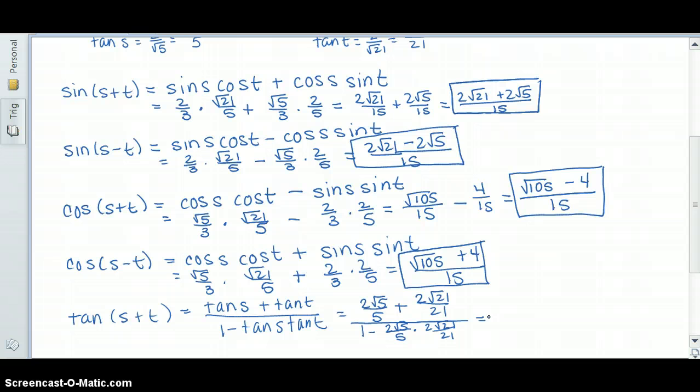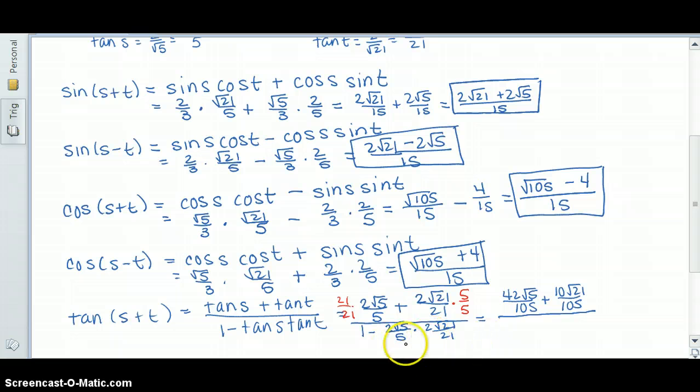So now in the numerator I would get a common denominator, which is going to be 105. So this first one I'm going to multiply by 21 over 21, and the second one I'm going to multiply by 5 over 5. So when I do that in the numerator, I get 42 root 5 over 105 plus 10 root 21 over 105.